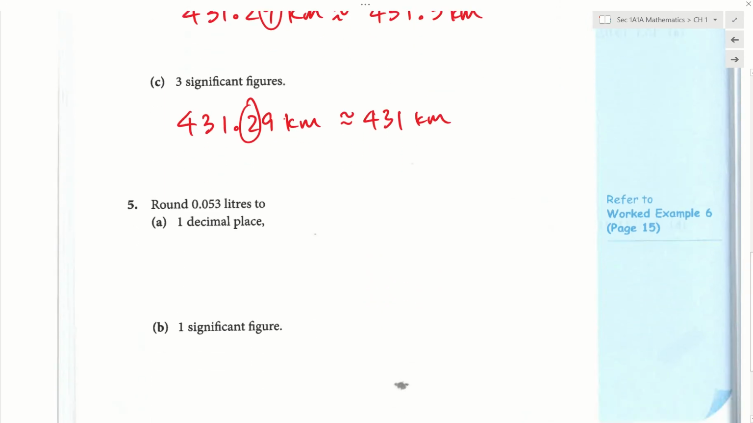Next. Okay, 0.053 liters. Do you want to spell liters or do you want to use a letter? How do you write the letter L? Can I write this way? Cannot write. This one looks like... Okay, yeah, I know.